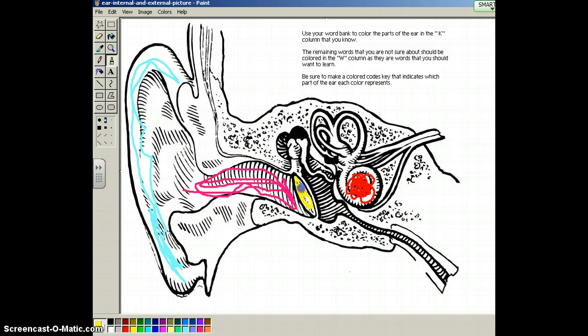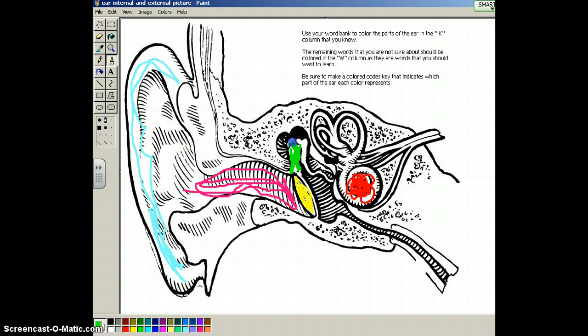Once the eardrum starts vibrating, it is connected to the ossicles, and the ossicles are three tiny bones, and one of them being the hammer. The hammer is connected to the eardrum, and because of the vibrations from the eardrum, the hammer is set into motion. And it's this green bone right here.